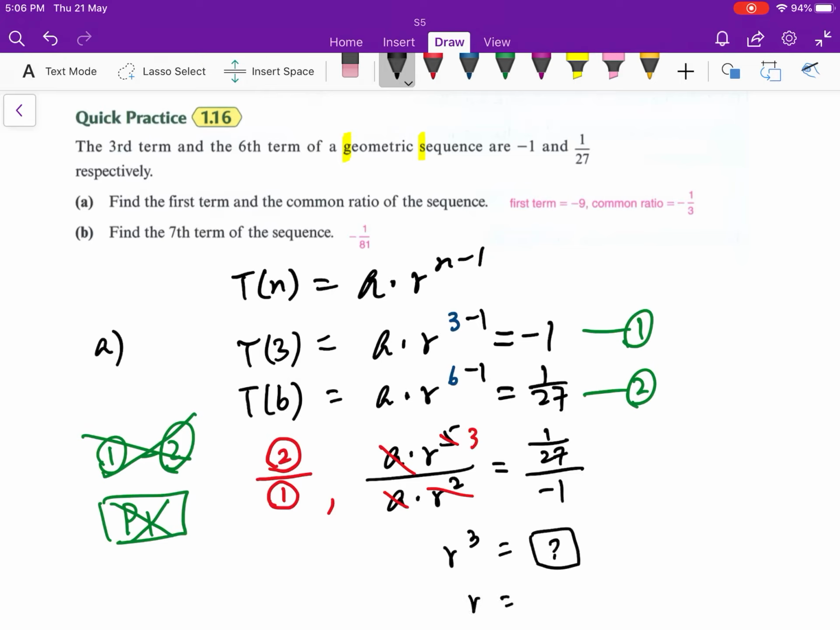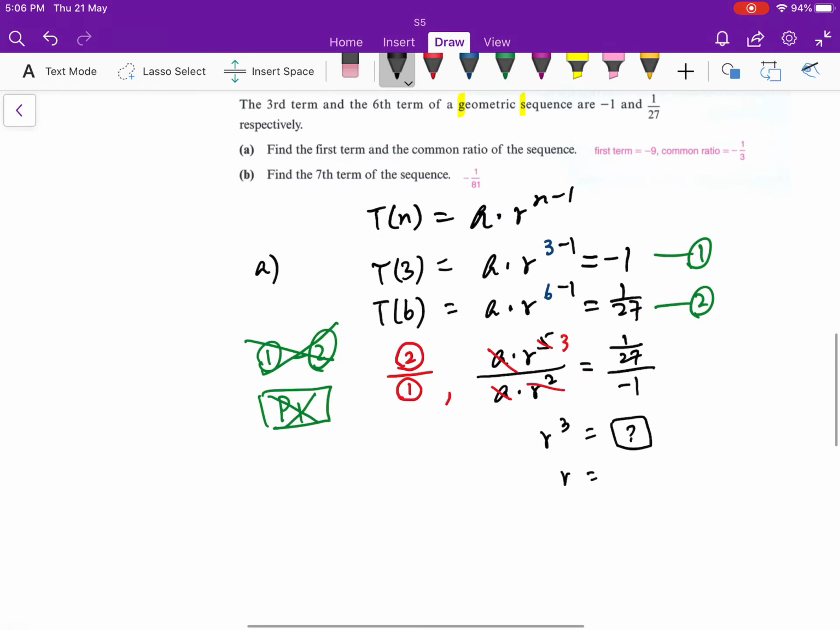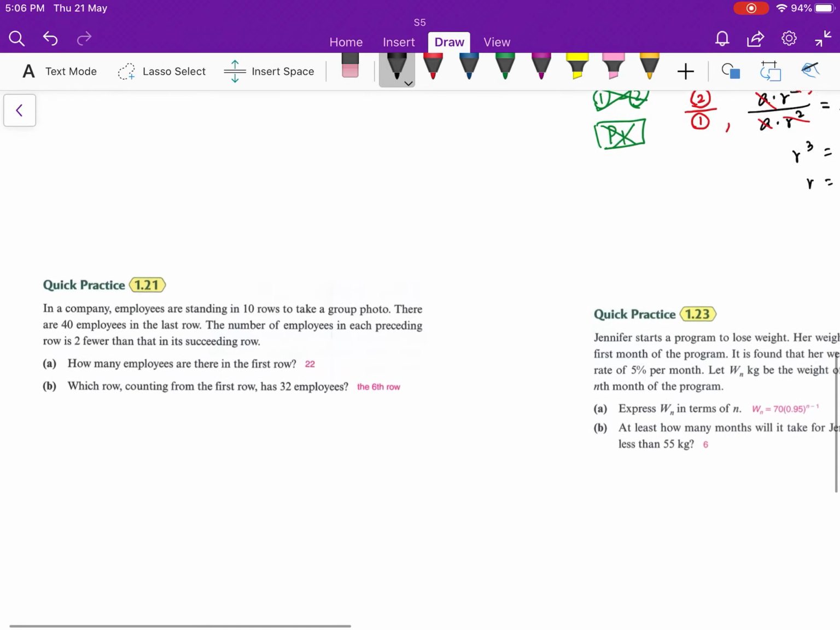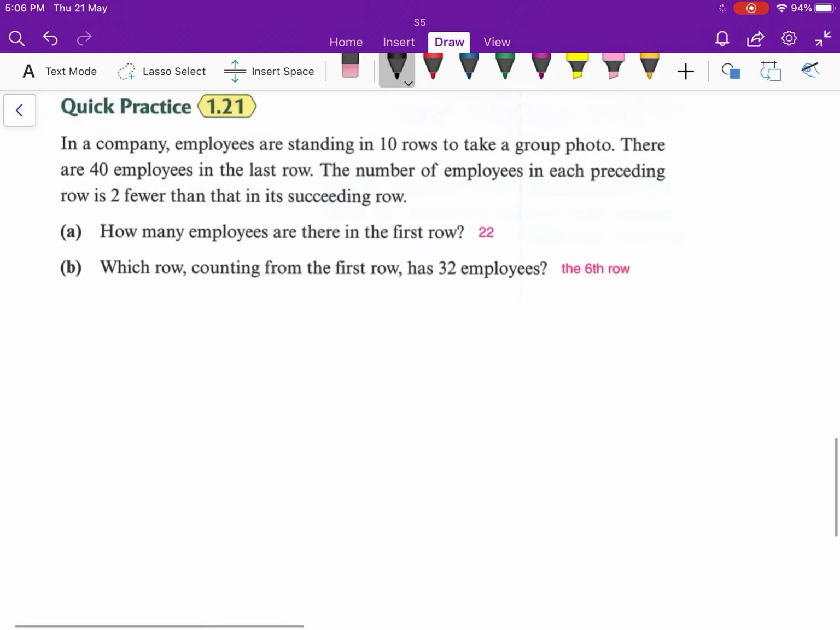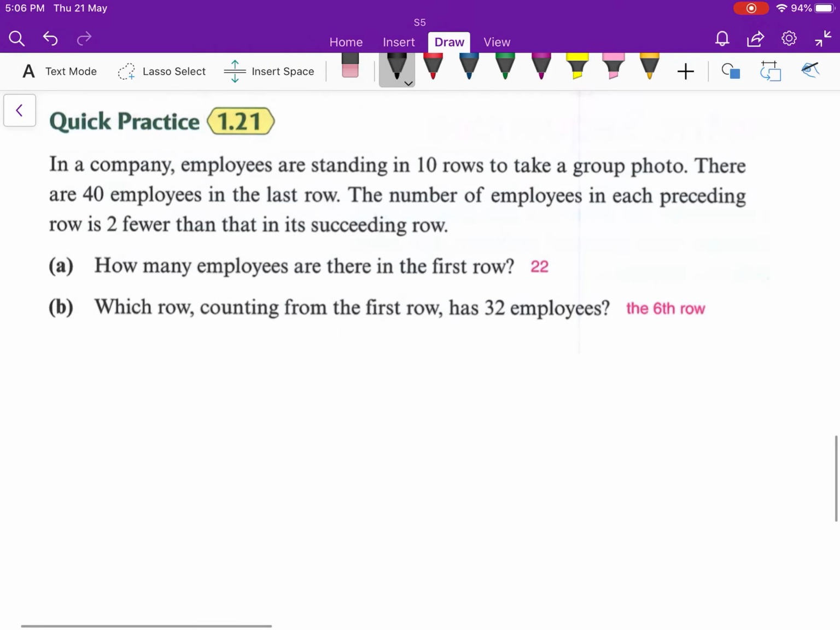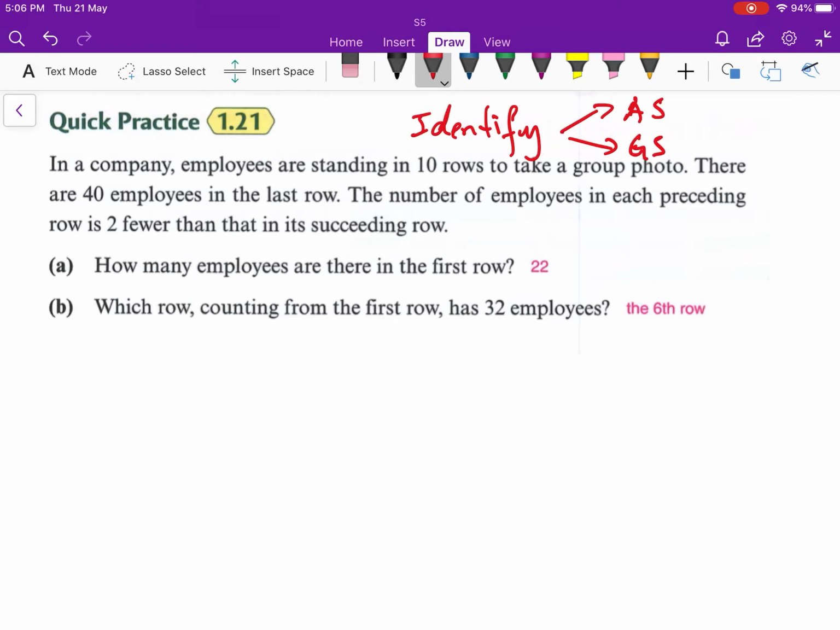So you can see that in AS and GS questions, most likely we will ask you to use simultaneous equations to solve it. So make sure that you know how to do it. Besides those basic questions, in the chapter 1.4 application questions, they won't remind you whether this is AS or GS. What you need to do is identify whether this is AS or GS, then use the formula. So take a look at this question.